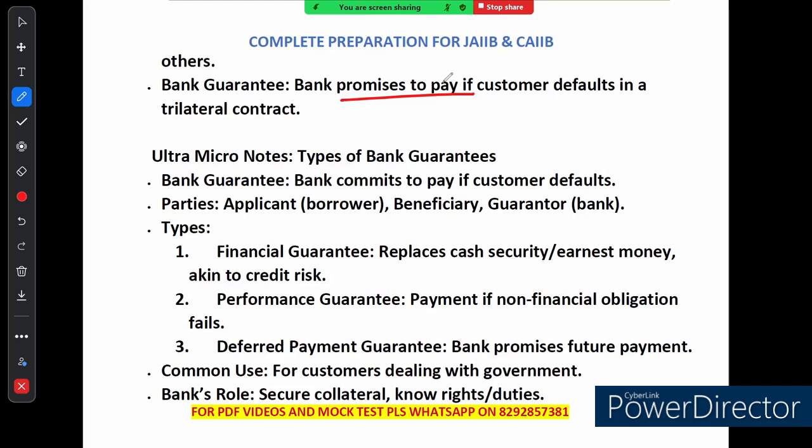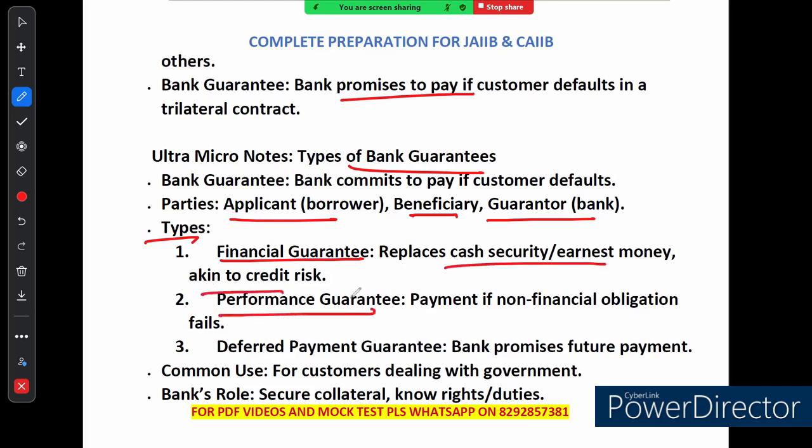Now let's break down bank guarantee and a bank's duty to honor them in the easiest terms possible. First of all, what is a bank guarantee? It is a promise made by the bank to pay if the customer, the applicant, defaults. There are three parties: applicant, who is called borrower, beneficiary, and guarantor. If we talk about the types of guarantee, they are financial guarantee. The bank takes the place of a cash security or earnest money, basically a credit risk.